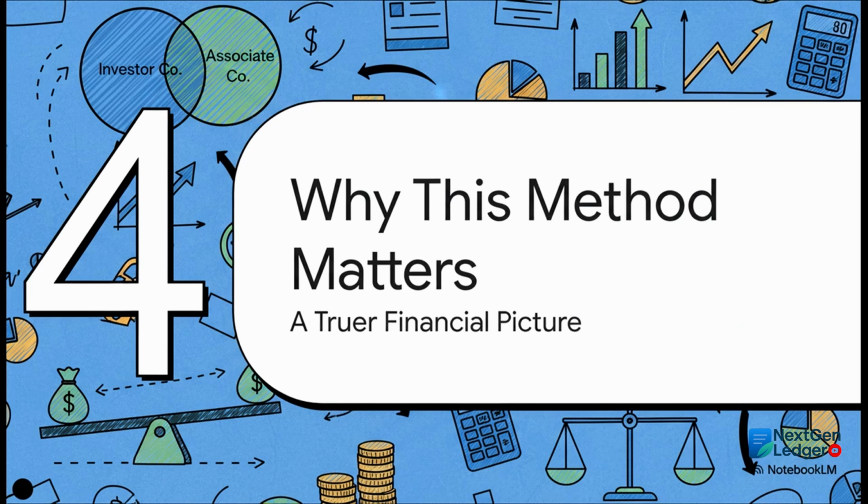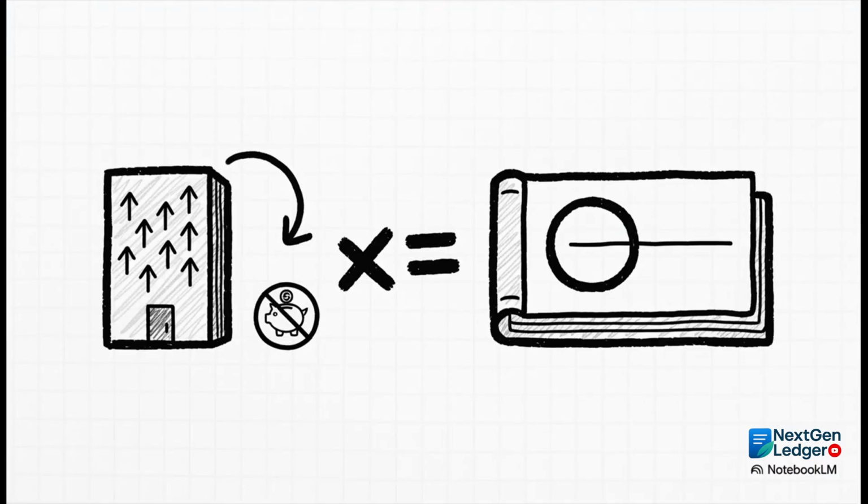Why bother? Well, why does this method matter so much? It's all about one thing: providing a much truer, more honest financial picture. I mean, think about it for a second. Let's say your associate is making tons of money, but they decide to reinvest all of it back into the business to grow. They pay 0 dividends. Well, under the old cost method, you'd show 0 income from that investment. That's totally misleading. The value of your investment is going up, but the books wouldn't show it at all.